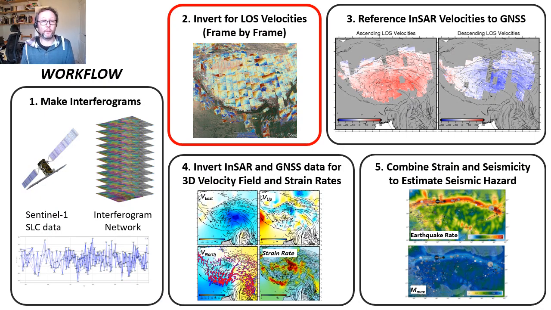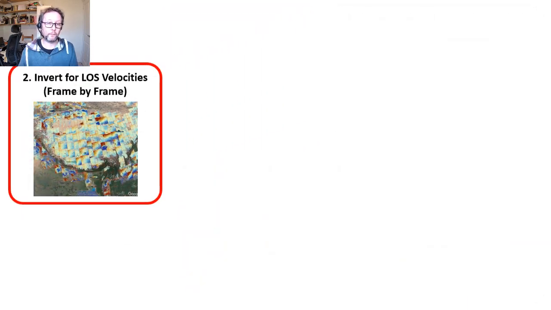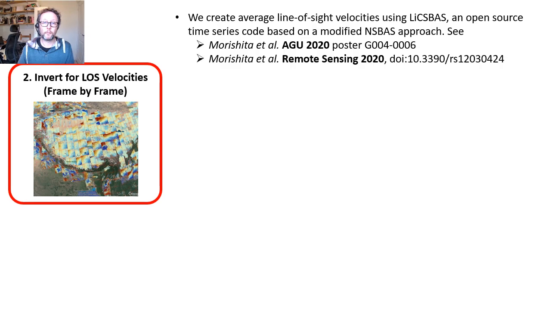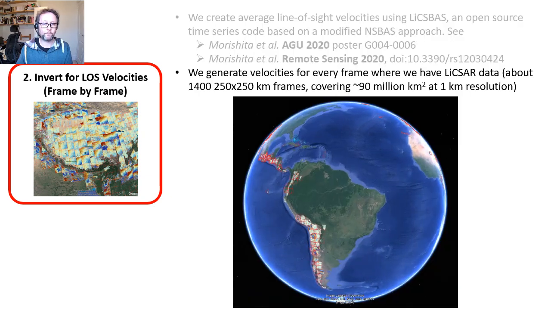So once we have interferograms for all of our different frames, we need to invert those frame by frame for velocity. And we do that as follows. First of all, we create average line of sight velocities using LiCSBAS, which is an open source time series code based on a modified NSBAS approach. This was primarily developed by Yu Morishita, and you can read his remote sensing article about that or look for his latest results in his AGU poster, the number of which is there.